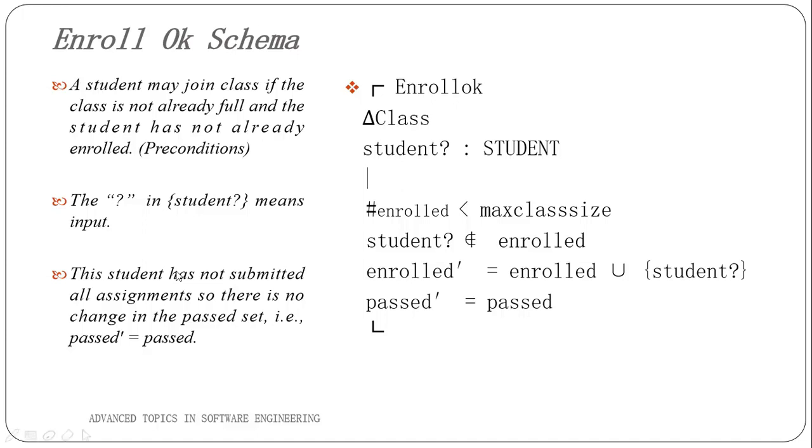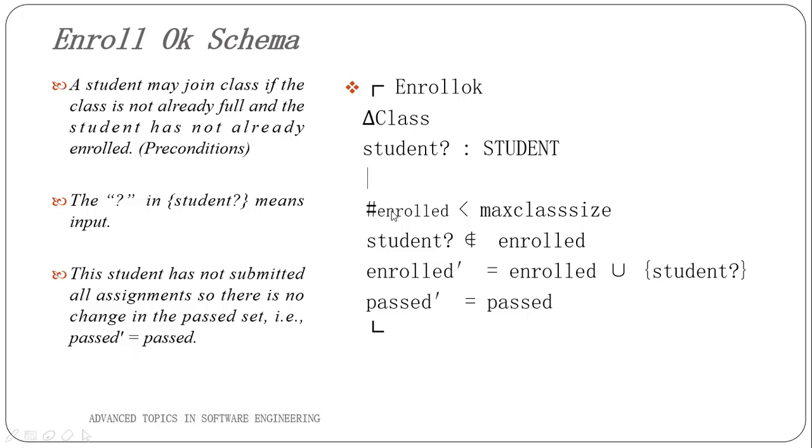Okay. So the question mark here, you can see in the second line of the declaration, there is some student, then a question mark, then a colon, then this is the set type declaration. So student followed by a question mark means input. It means that I want to input this particular student in my class, or I want to allow this particular student in my class. So first of all, I have to check that this student should be an element of your set type declaration.